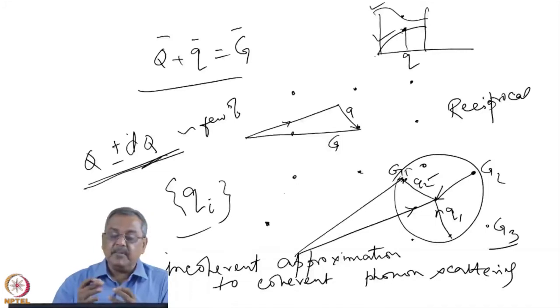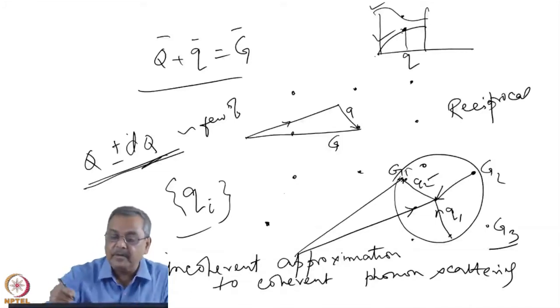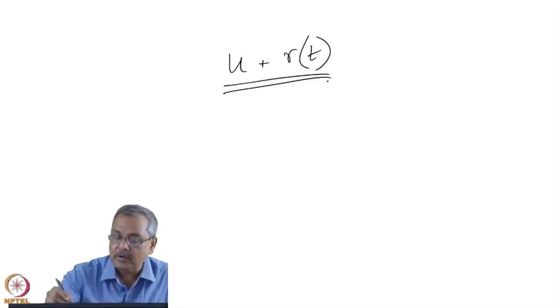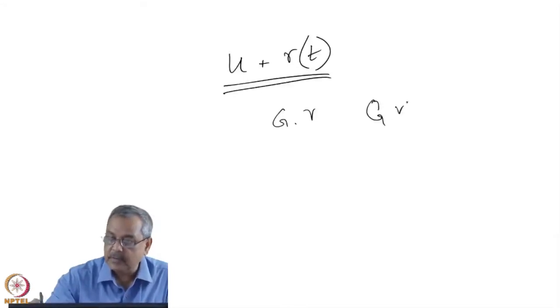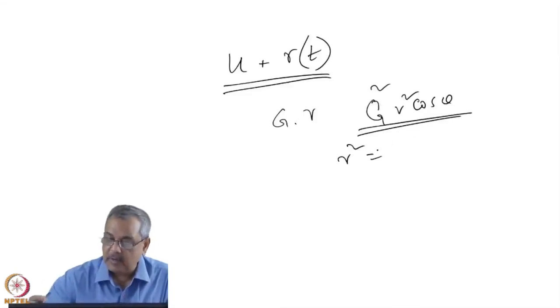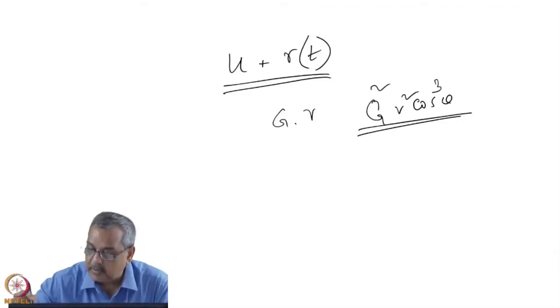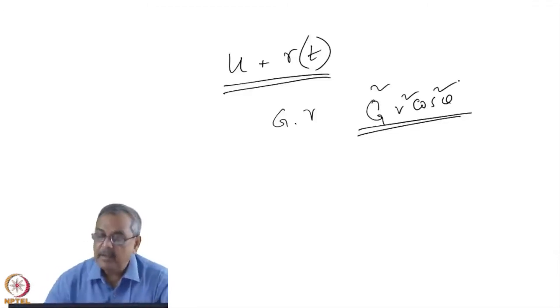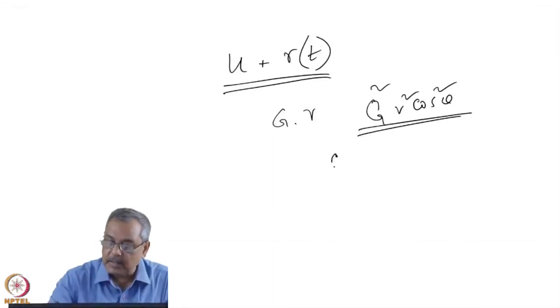If you remember, in case of the Debye-Waller factor, we talked about a displacement u around r. I talked about r and u plus r, and ultimately we found that u dot r was g r cos theta. Then when we squared it, cos square theta came while calculating the Debye-Waller factor. If it is spherically isotropic, the average value of cos square theta comes out to be 1/3.